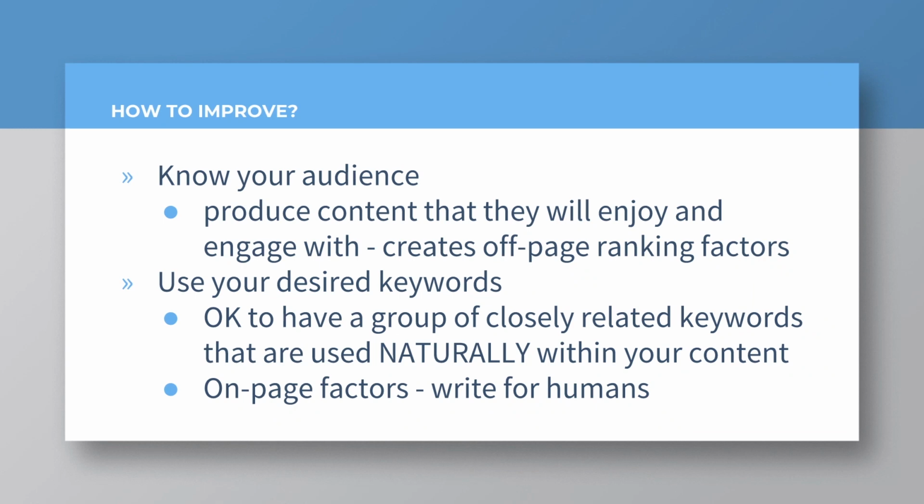So how can you use SEO to improve the growth of your business? Well, first you need to know your audience. You should produce content that they will enjoy and engage with. This will create off-page ranking factors, meaning that people will start sharing your content on other platforms, generating links. Other blogs will pick up your content and will link to them as another resource that people can go to if they want to learn more.